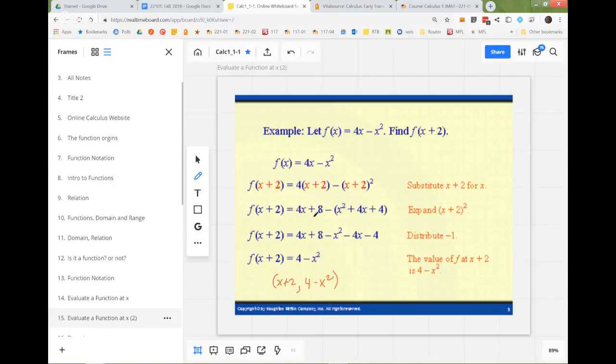It's called the distributive property. Over here, you've got to multiply out x plus 2 times x plus 2, and you get this trinomial. You bring it all together, simplify it, and you come up with 4 minus x squared. And here's the ordered pair right down here on the bottom. When you plug in an x plus 2, out comes a 4 minus x squared. So there's literally an ordered pair with some algebra expressions there. Okay.